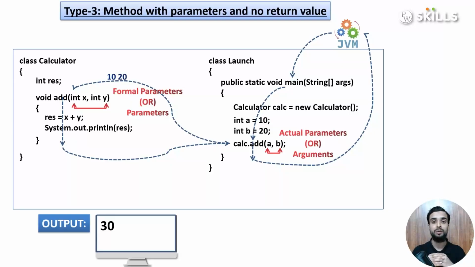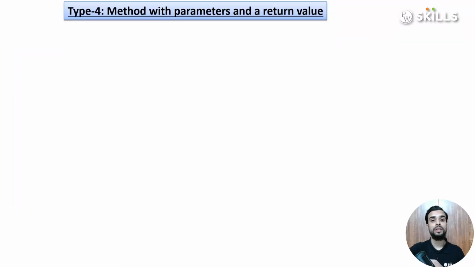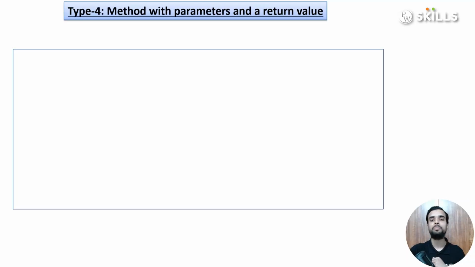Anyways, it is time that we explore the last type of methods, the type 4 methods. Finally the time has arrived to discuss the last type of methods. The type 4 methods are such methods with both parameters as well as a return value. Let us quickly understand the same with the same programming example here, which is the calculator program.